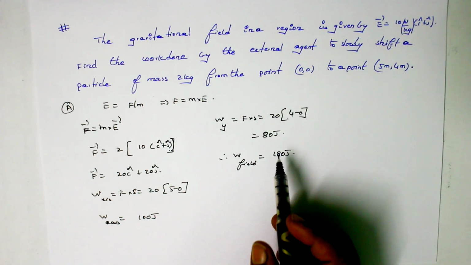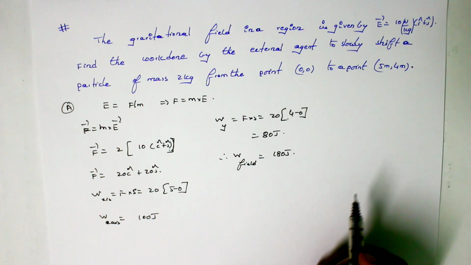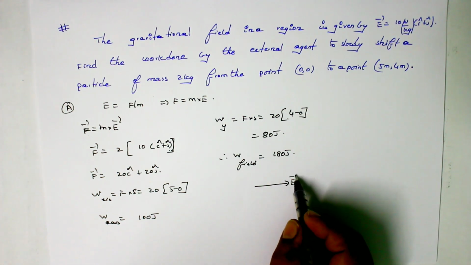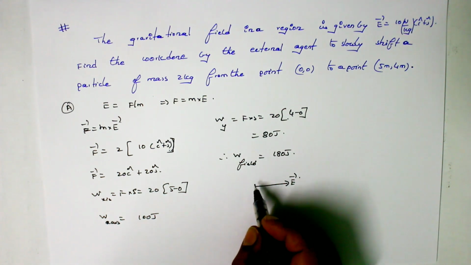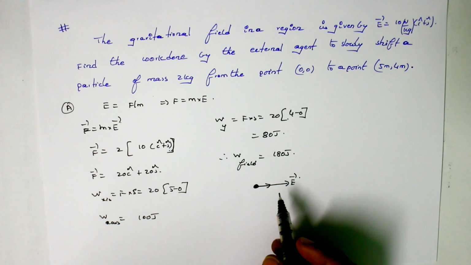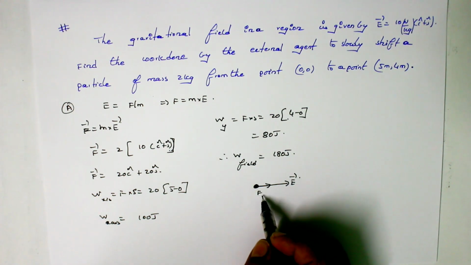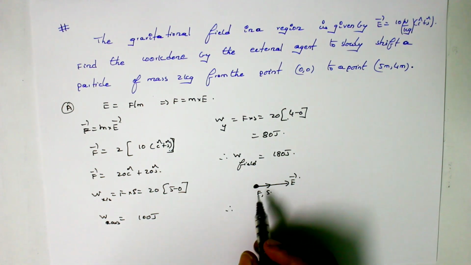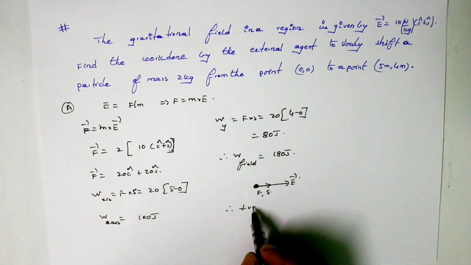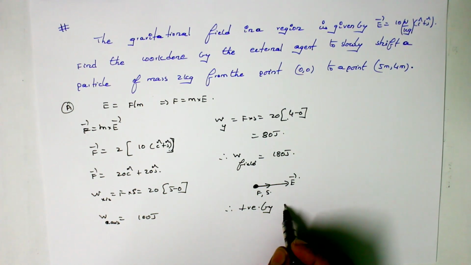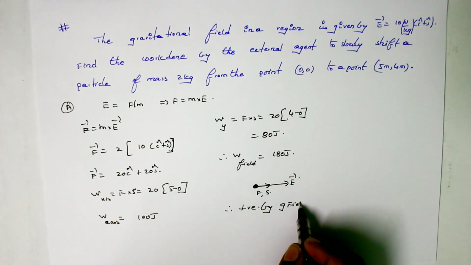It means that the gravitational field is doing positive work. For example, if this is the direction of the gravitational field intensity and a mass is moved in the same direction, then the force is acting in this direction and the displacement is also in the same direction. Therefore the work done by the gravitational field will be positive. So this is positive work done by the gravitational field.